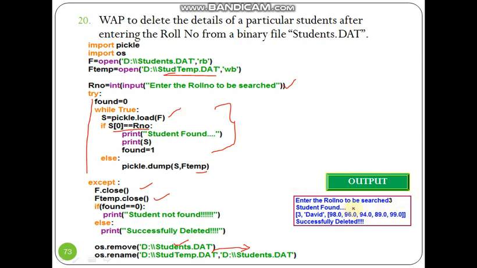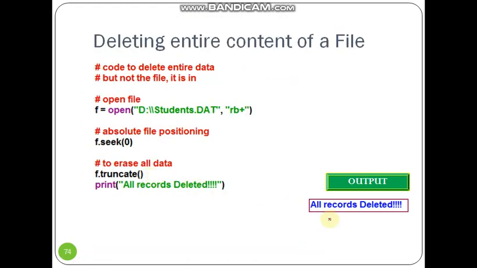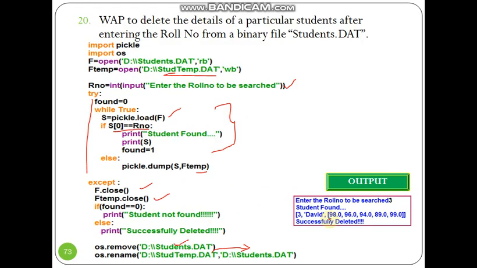So look at the example. I have entered roll number 3. The student is David. So this is successfully deleted. The rest of the students' details will be there in the file. So this is how we did that program.